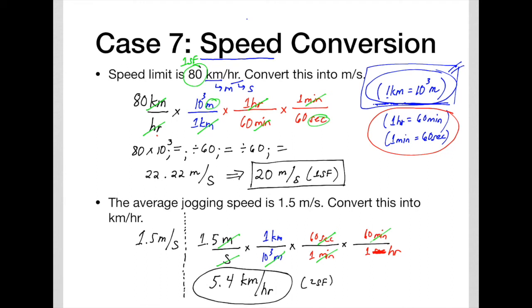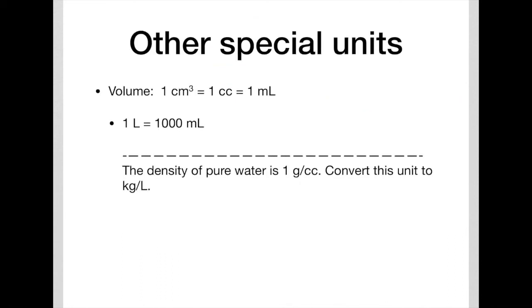There's two significant figures. Now, how about this special unit? For the special unit, we have to take note that 1 centimeter cube is equal to 1 cc and is equal to 1 ml. 1000 ml, or 1 liter, is equal to 1 decimeter cube. Take note of that. Now, let's try this. The density of pure water is 1 gram per cc. Convert this unit into kilograms per liter.